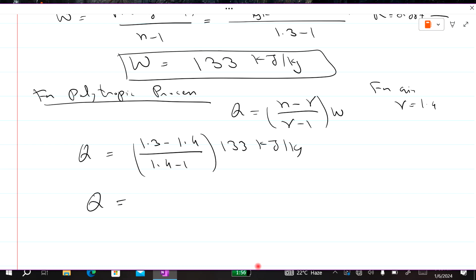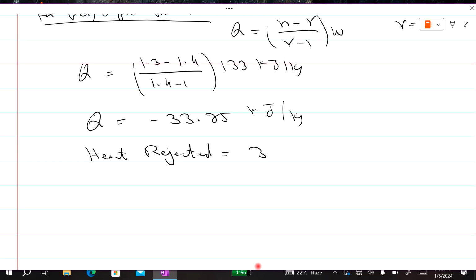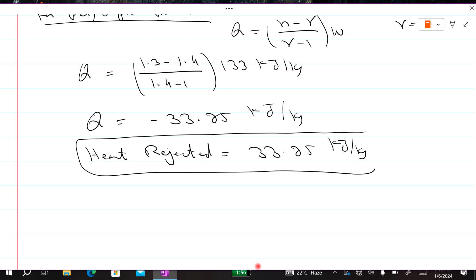So Q is equal to minus 33.25 kilojoule per kilogram, and the negative sign means that heat is rejected. So heat rejected is equal to 33.25 kilojoule per kilogram, and hence the problem is solved.